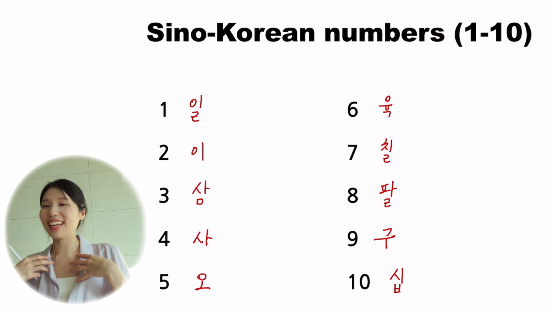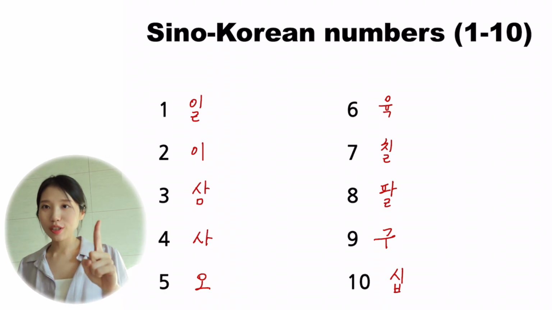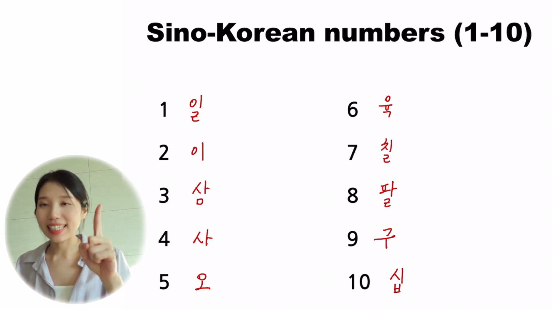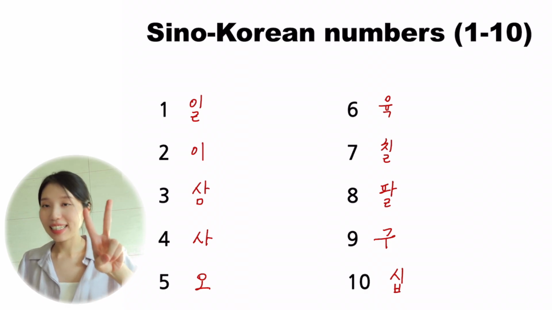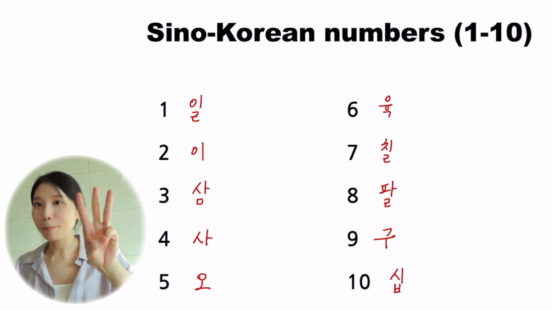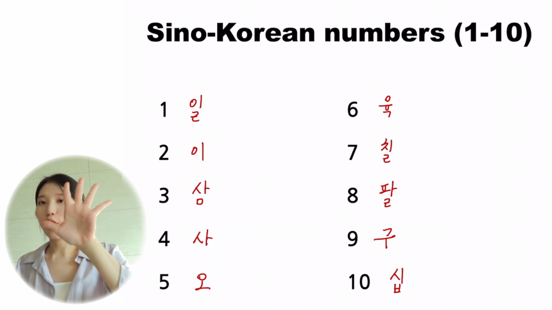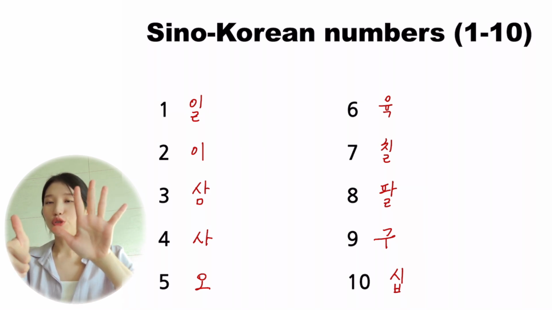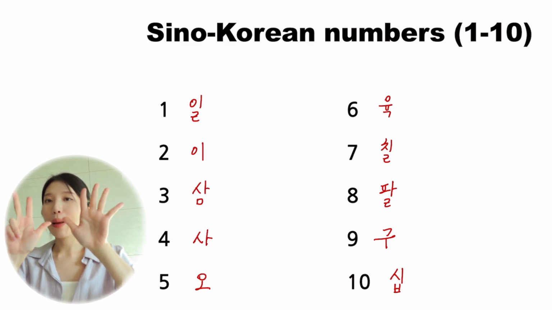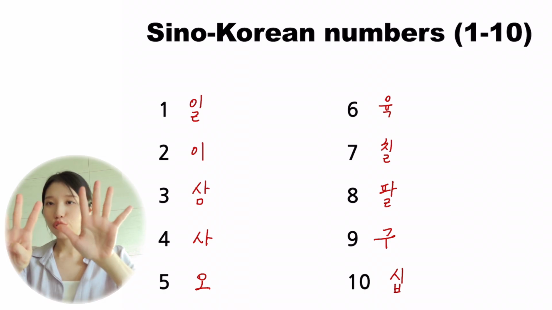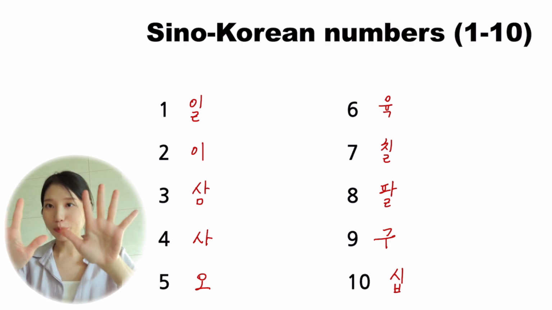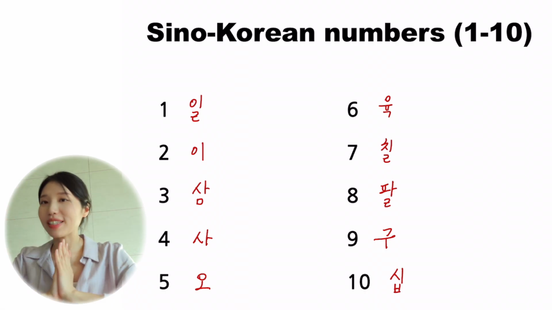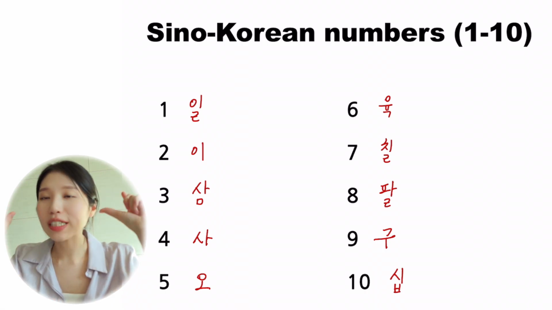Is it? Okay, let's read it one more time, from 1 to 10. 일, 이, 삼, 사, 오, 육, 칠, 팔, 구, 십. Great. After this, everything is just simple combinations.